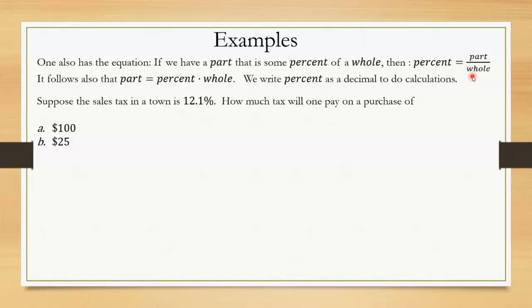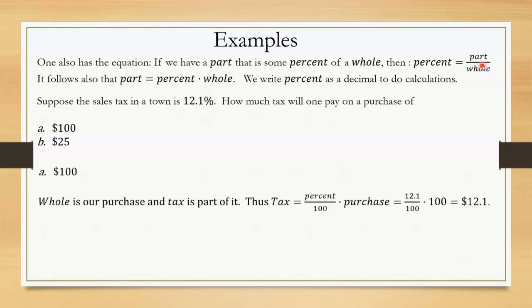But here's an example of that. Suppose the sales tax in a town was 12.1%. We want to know how much tax you're going to pay if you spend $100. So remember, tax is part of the whole purchase, right? So tax is going to be where part is. Whole is the entire purchase. So for the first one, we're going to have this.